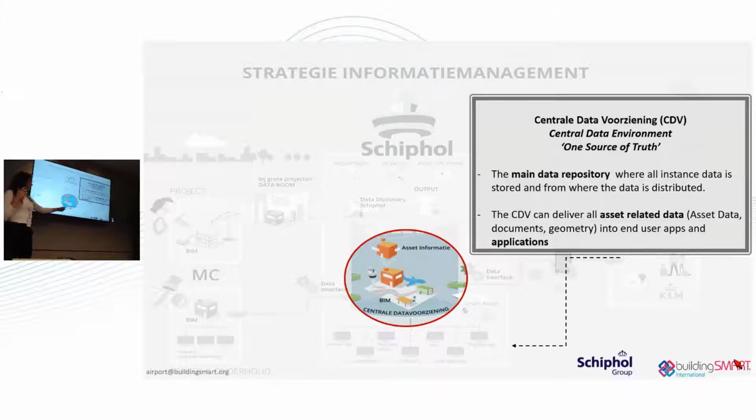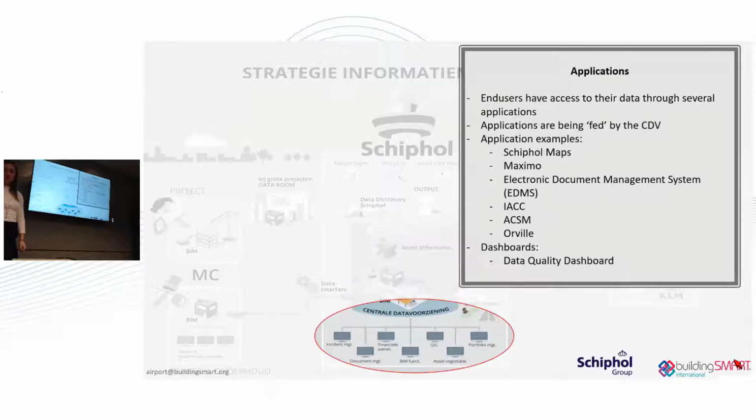And now with the central data environment, we're actually doing it object-oriented. So it will be stored as an object in our central data environment, and then it will deliver all of the asset data to the user applications, which is the last one, so that the end user will still be using the same applications that they've been using for the last couple of years, but it's all based on linked data when you look at this part.